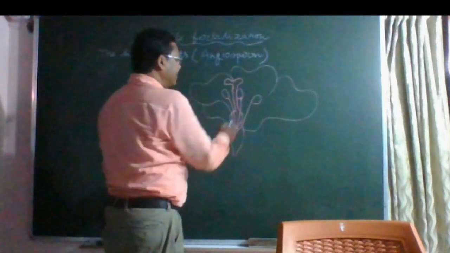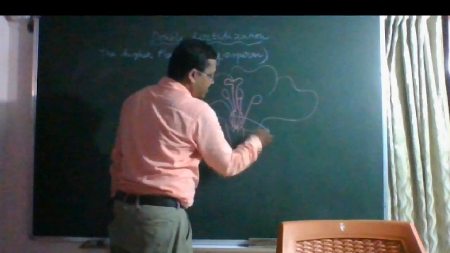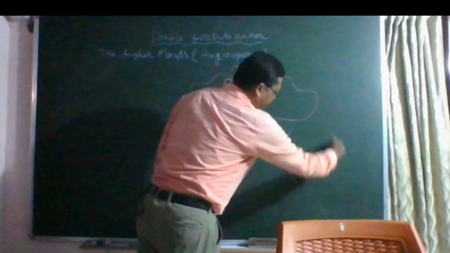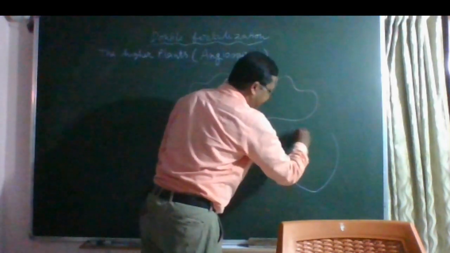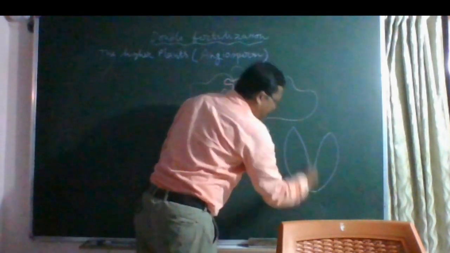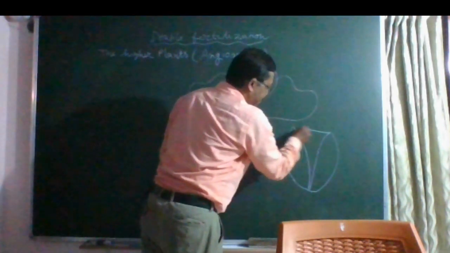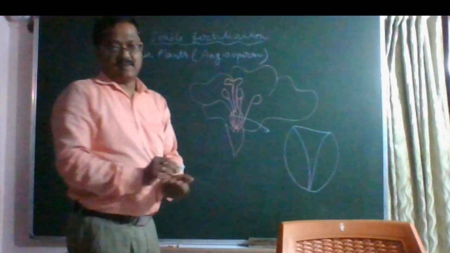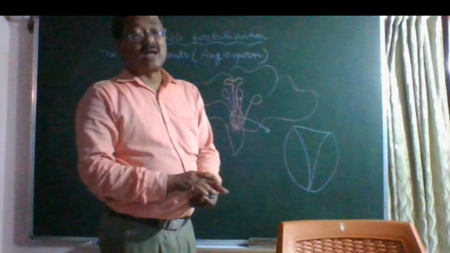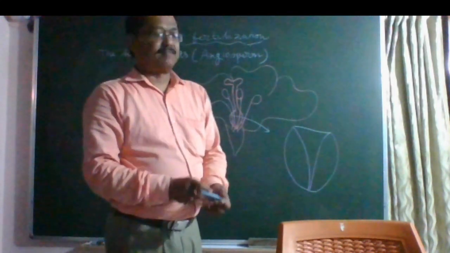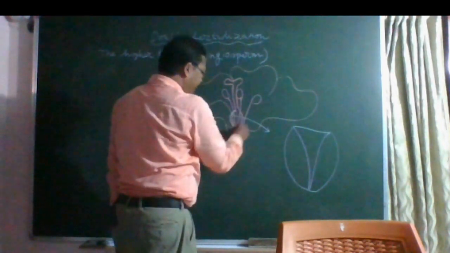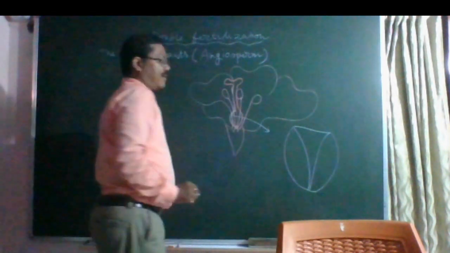What happened in the ovary? When we draw a ovary, it is generally made by, suppose this is a ovary made by one or more carpel. What is the carpel? Carpel is the structural unit of gynoecium. This carpel consists of the ovary, a style, and stigma.